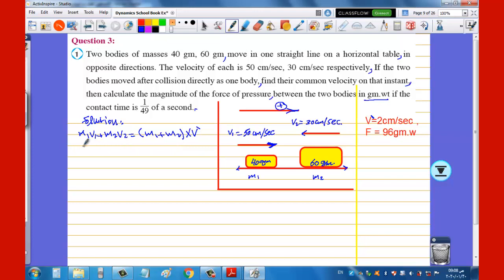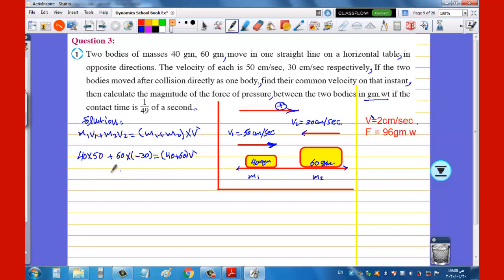So m1 equals 40 multiply v1, it is 50, plus m2 of mass 60 multiply v2 negative 30, because we considered the positive direction is the direction of the first mass, equals m1, it is 40 plus m2 60 multiply v dash.